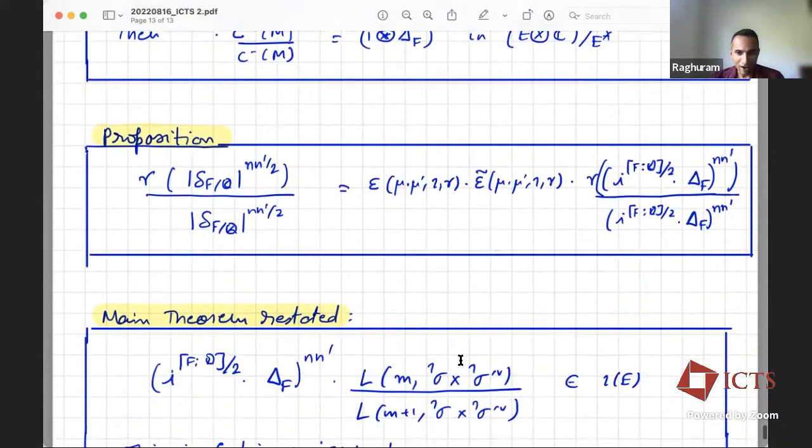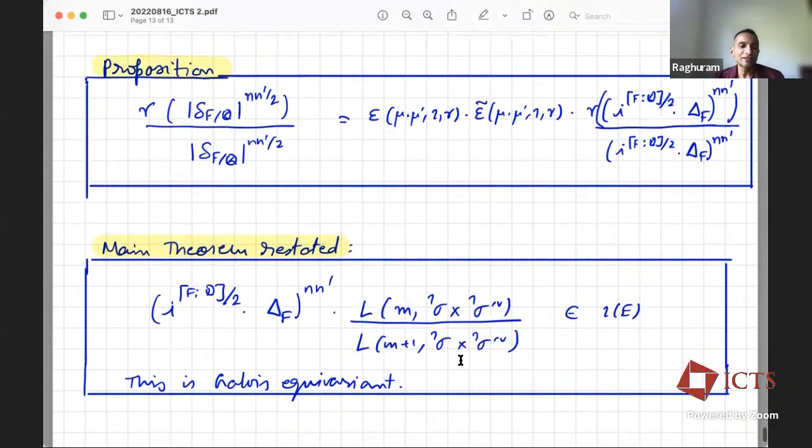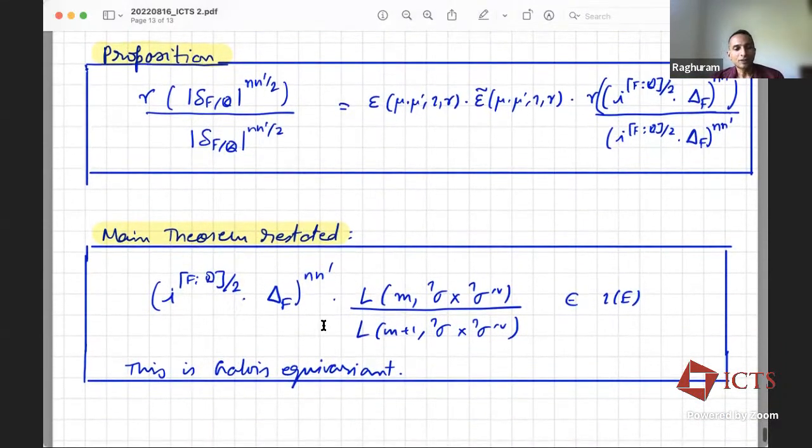And then after having done that, one has a cleaner statement: this ratio of L values for critical points at completed L functions, times a power of i times that discriminant-like term, delta F, to the power n times n prime, GL_n and GL_n prime, those n and n prime, is rational and is very beautifully Galois equivariant.